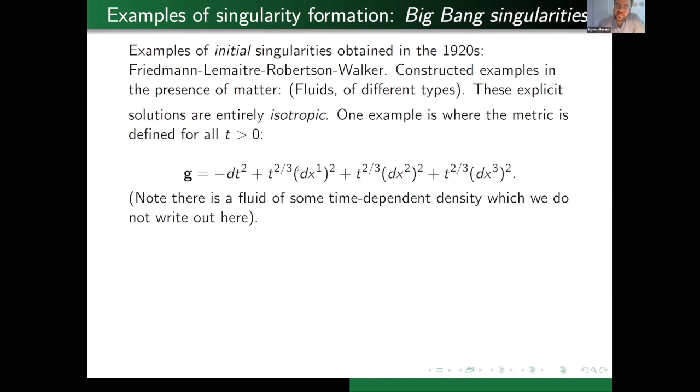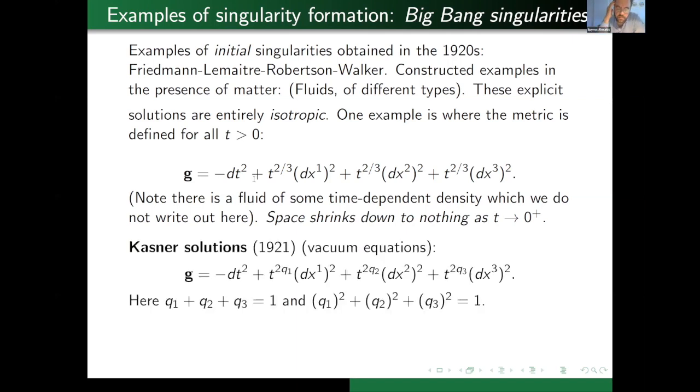What I've written here is, let's think of the spatial topology being R cross R cross R. If you prefer, you can think of S1 cross S1 cross S1. Okay, it's up to us. There's also fluid whose density also blows up as we go back in time. I'm not writing the fluid here. I'm more interested in the spatial geometry. Okay. So these are examples which see contraction of all directions as you go towards the singularity. And they correspond to Big Bangs. They are initial singularities. In fact, these were generalized by Kasner, who found an explicit family of solutions in vacuum.